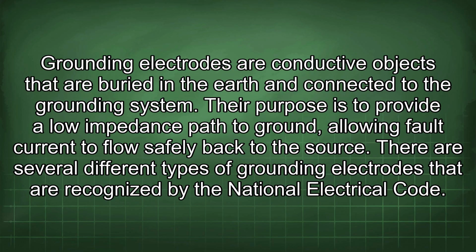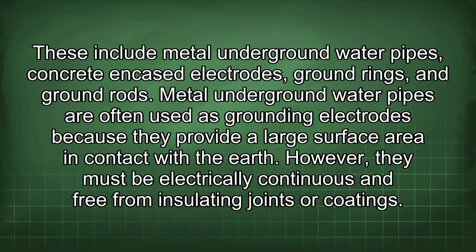Their purpose is to provide a low impedance path to ground, allowing fault current to flow safely back to the source. There are several different types of grounding electrodes that are recognized by the National Electrical Code. These include metal underground water pipes, concrete encased electrodes, ground rings, and ground rods.